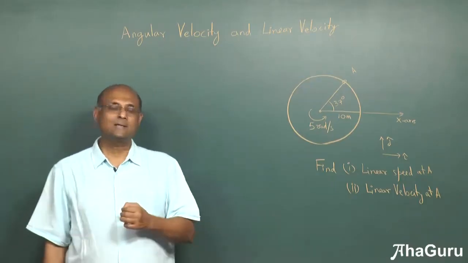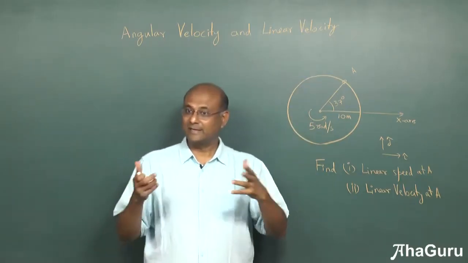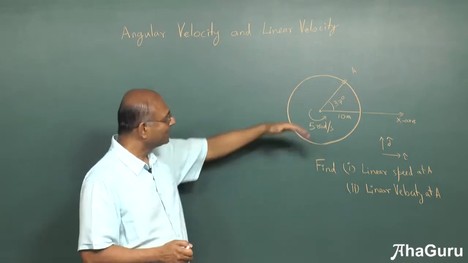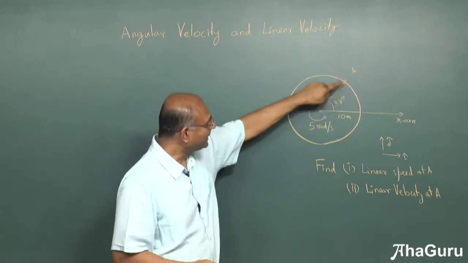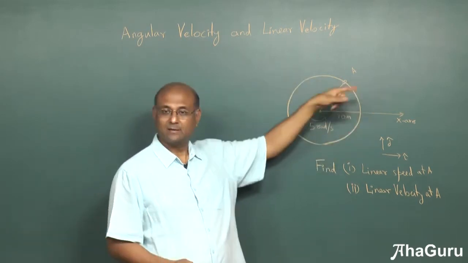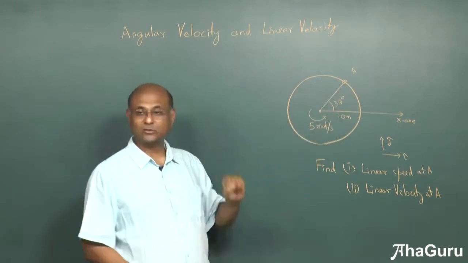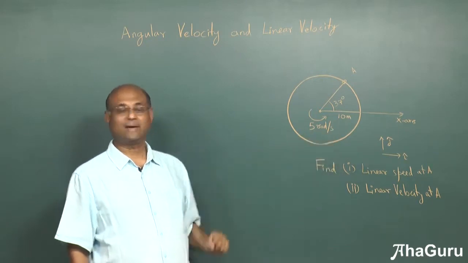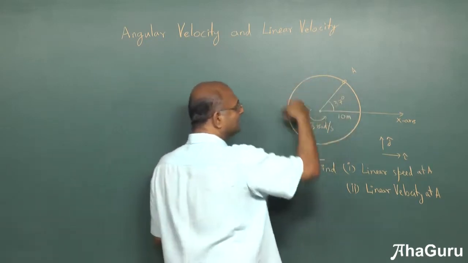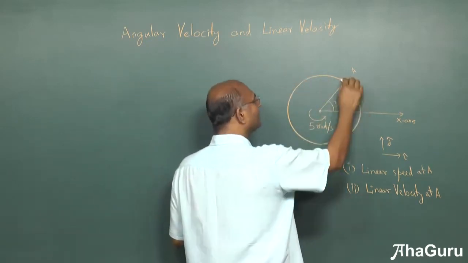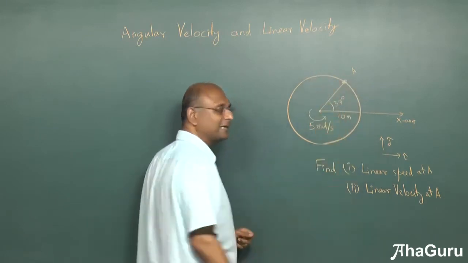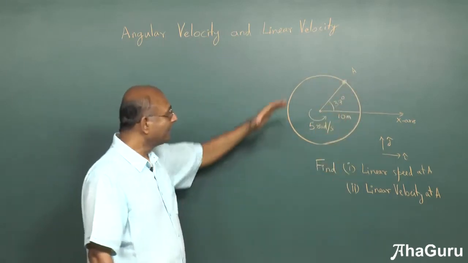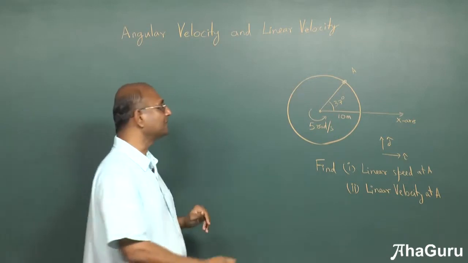Let us look at this idea of linear velocity and linear speed by doing a small example. So here we have a particle that is going around in a circle in the anti-clockwise direction, that's already shown, with an omega, which is angular velocity, which is 5 radians per second. The circle's radius is 10 meters and we want to know what is going to be the velocity of the particle when it is at A. A makes an angle of 37 degrees.